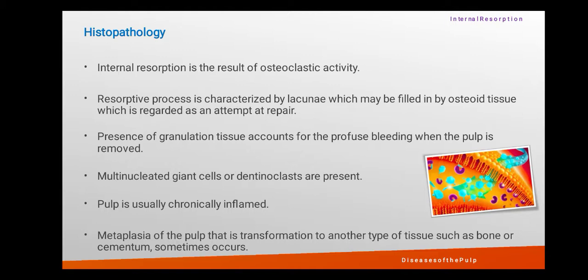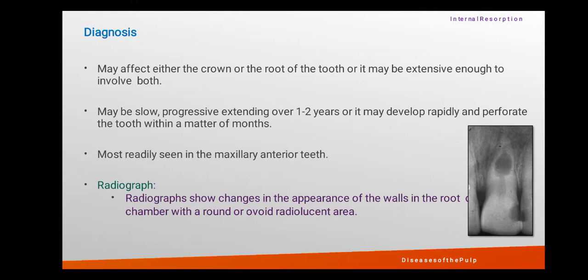Histopathology: internal resorption is an osteoclastic activity. Resorptive process is characterized by lacunae which may be filled in by osteoid tissue, presence of granulation tissue, multinucleated giant cells or dentinoclasts may be seen. Pulp is chronically inflamed. Metaplasia of the pulp, that is transformation into another type of tissue such as bone or cementum, may occur. Diagnosis: it may affect either the crown or root of the tooth, or it may be extensive enough to involve the whole tooth. Most readily seen in the maxillary anterior tooth.